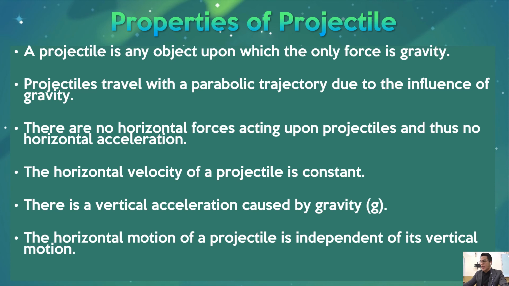Let's now recap or summarize what we mean when we say projectile motion. A projectile is any object upon which the only force acting is gravity. Projectiles travel with a parabolic trajectory due to the influence of gravity. There are no horizontal forces acting upon a projectile and thus no horizontal acceleration. The horizontal velocity of a projectile would be constant throughout the situation. There is a vertical acceleration which is caused by gravity.